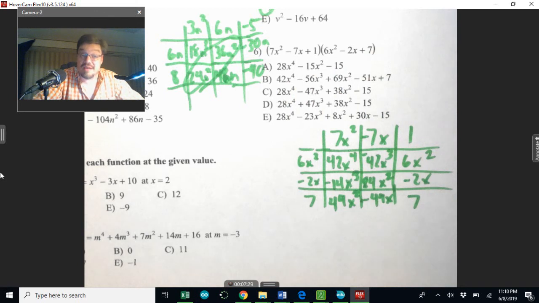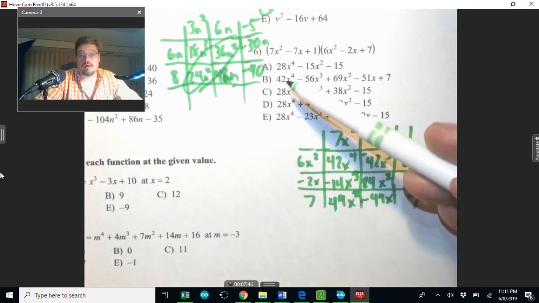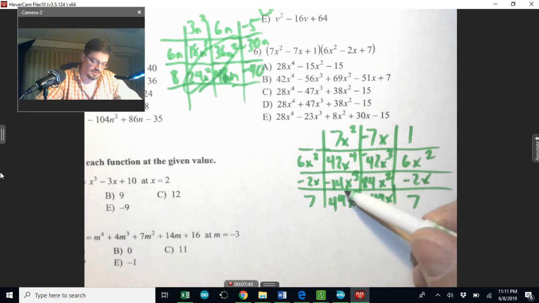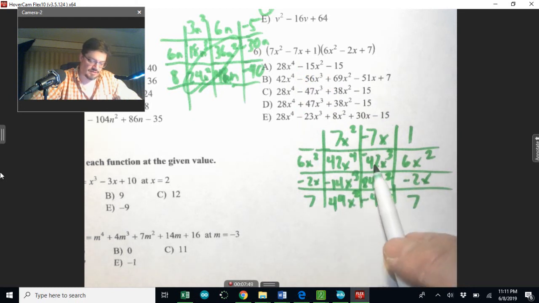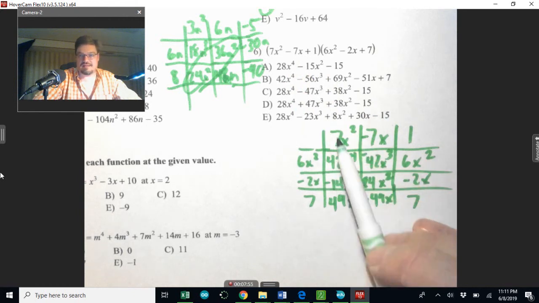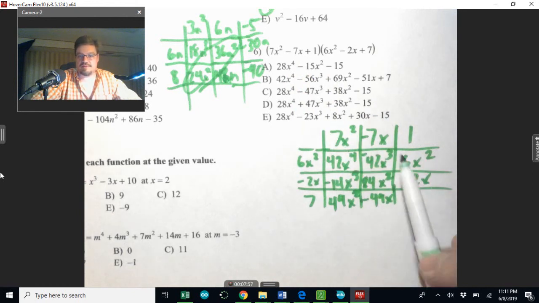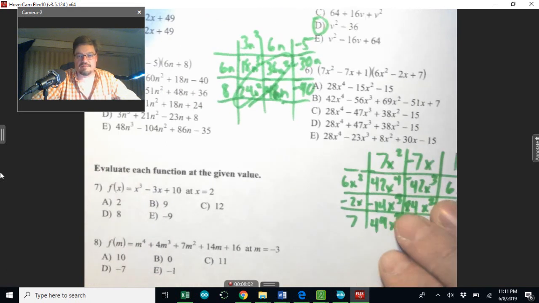So maybe during the test, you just want to do these two and see what you got. Chances are you're probably going to be able to use the process of elimination. So we know our answer is actually B. But just to check, negative 14 plus negative 42, that is negative 56. So we do have negative 56. This should add up to 69. This would be a negative 51x, and then there's our 7. So that's B.